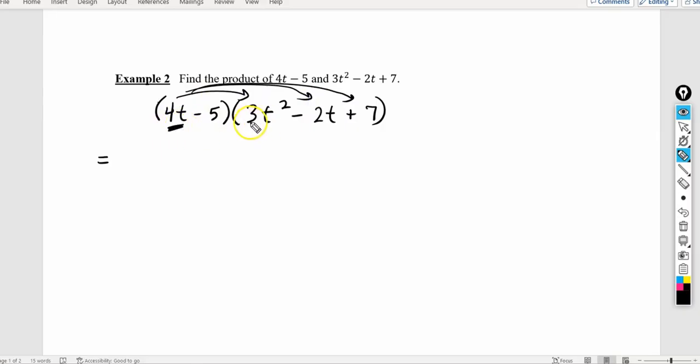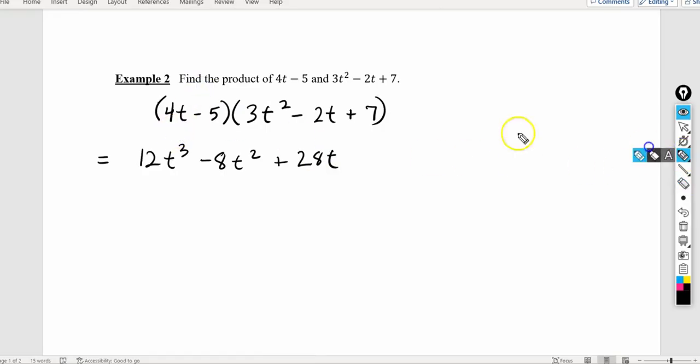So 4t times 3t squared, well, 4 times 3 is 12, and t times t squared is t cubed. Then 4t times -2t, well, 4 times -2 is -8, and t times t is t squared. And then 4t times 7, 4 times 7 is 28, so that'll be plus 28t. So I'm done with that step.